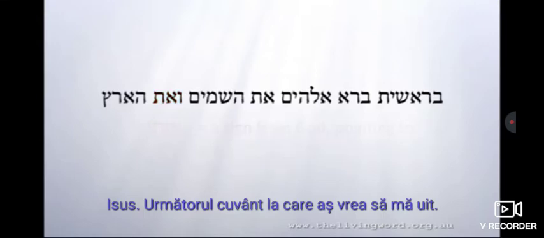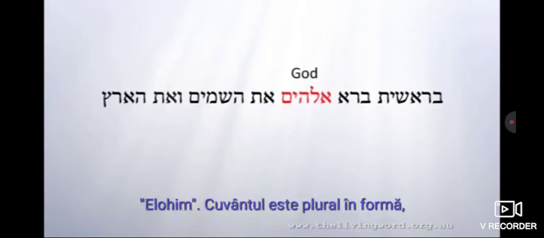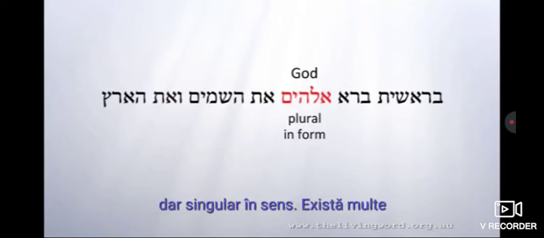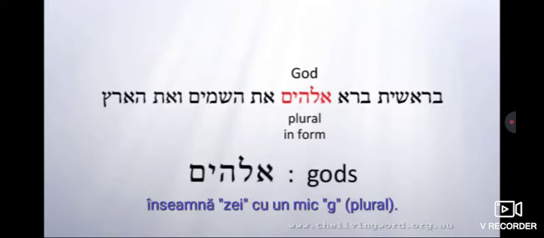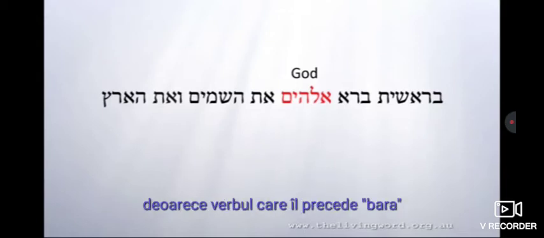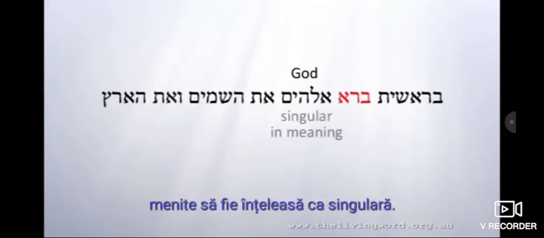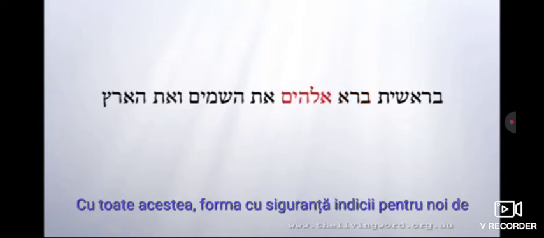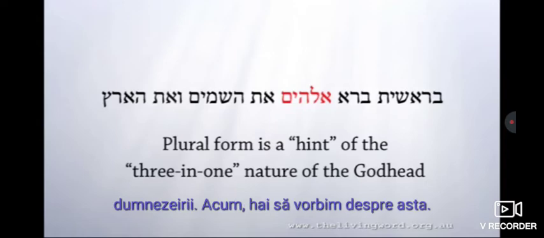The next word I'd like to look at is the third of the seven words in this Hebrew sentence. It is the word for God, Elohim. The word is plural in form, but singular in meaning. There are many places in the Old Testament where this word Elohim means gods with a small g, plural. But in this case, it is the word for God, because the verb that precedes it, bara, indicates here that it is meant to be understood as singular. However, the form surely hints to us of the three-in-one nature of the Godhead.